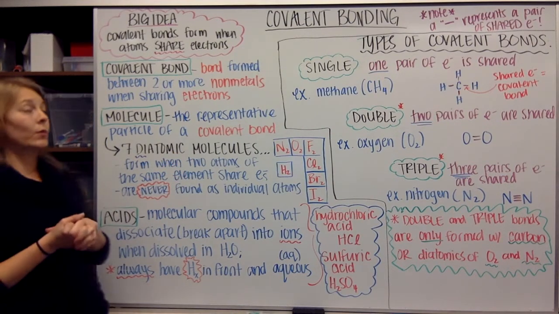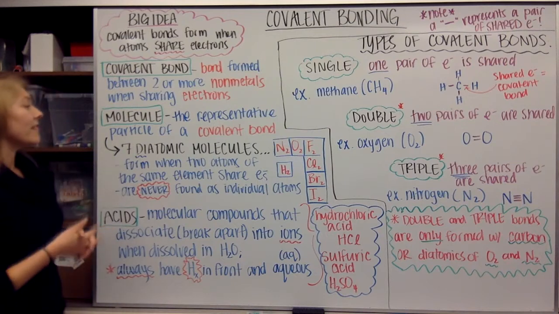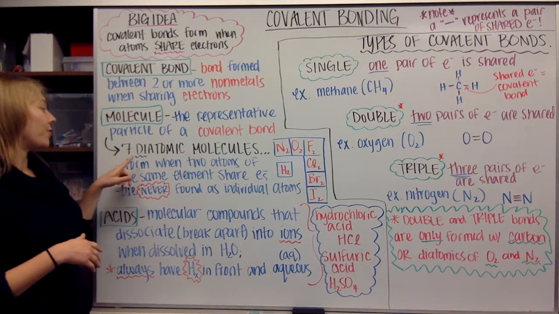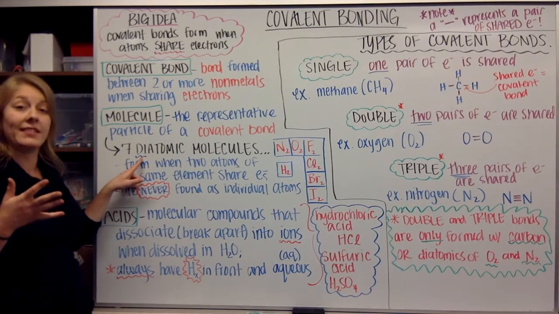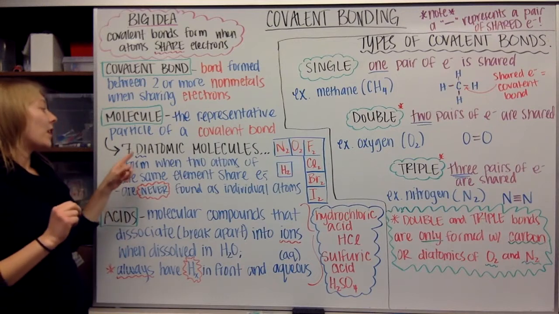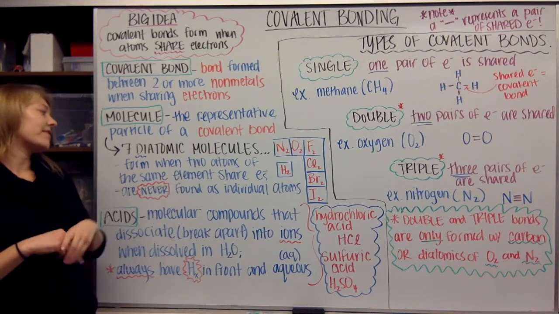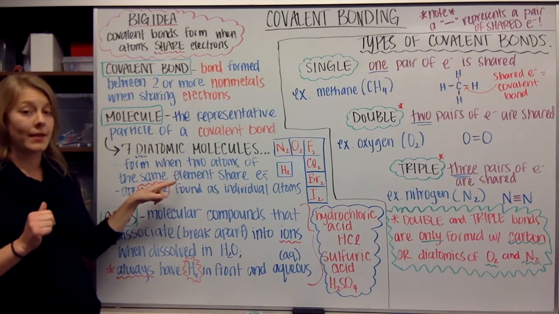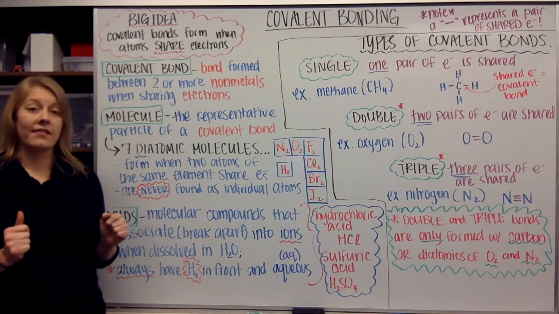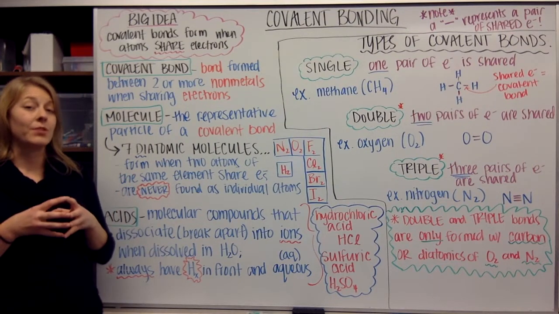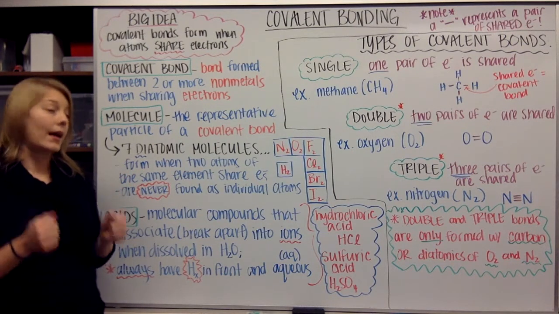Now what we see when we're talking about molecules is we actually work a lot with 7 diatomic molecules. And if you think about the prefix di, it means 2, right? So diatomic molecules are formed when 2 atoms of the same element share electrons. So it's a covalent bond. Electrons are being shared between 2 atoms of the same element.